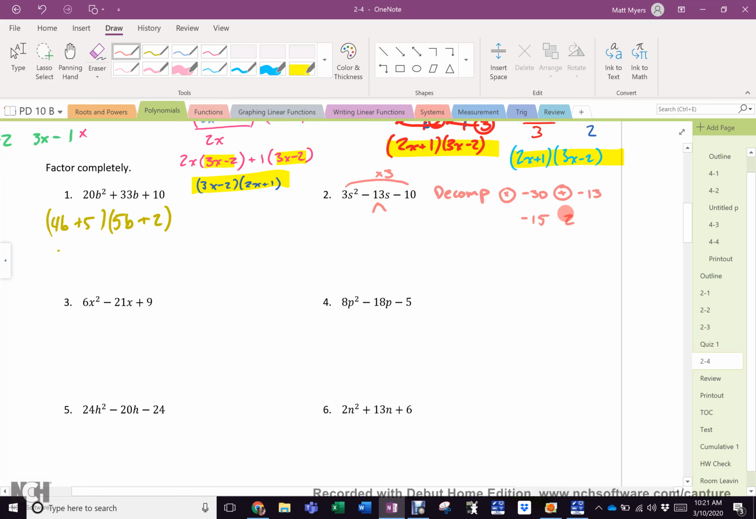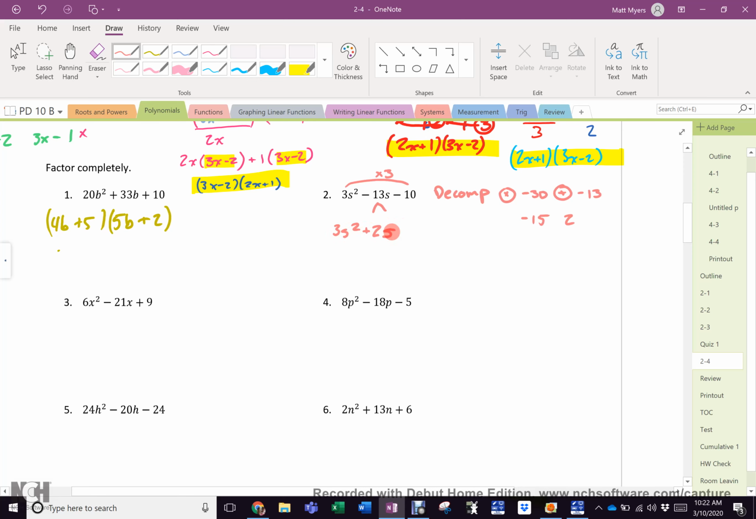Negative 15. Because negative 15 plus 2 is negative 13, right? So, we decompose negative 13 into negative 15 and 2. Now, some kids like, which one goes first? It doesn't matter. Okay? So, we rewrite 3s squared plus 2, yeah?